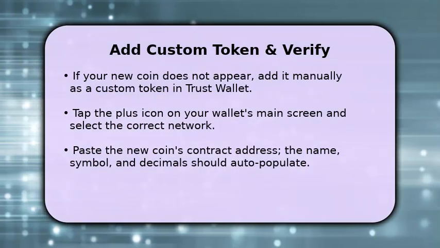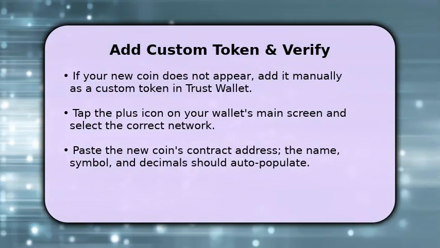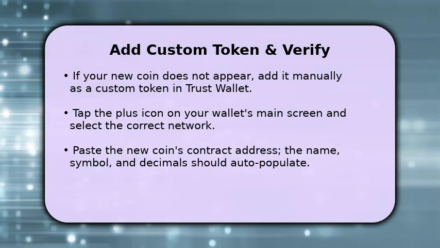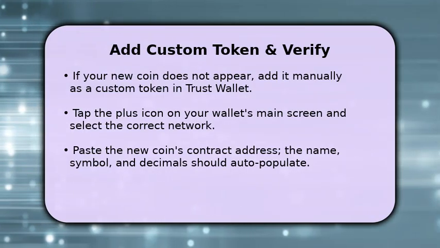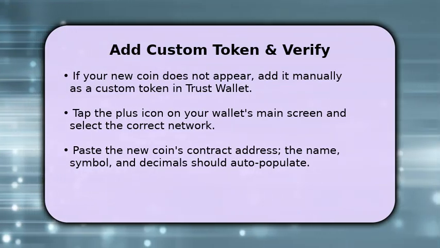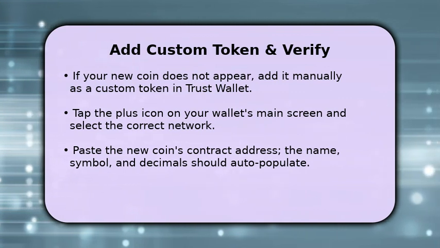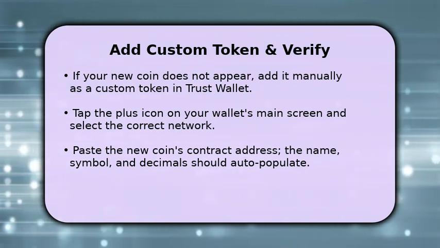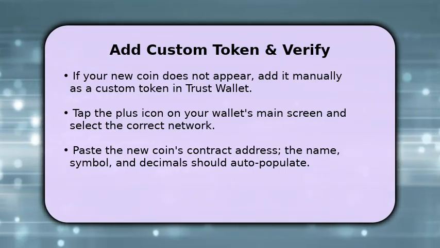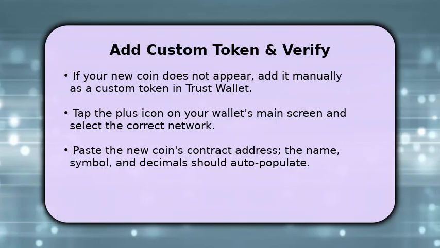Finally, if your newly acquired coin doesn't automatically show up in your wallet, you'll need to add it as a custom token. Go back to your Trust Wallet's main screen, tap the plus icon, and select the appropriate blockchain network. Paste the coin's contract address, and its details like name and symbol should appear. It's absolutely critical to double-check that you have the correct contract address from the official project website to protect your funds.